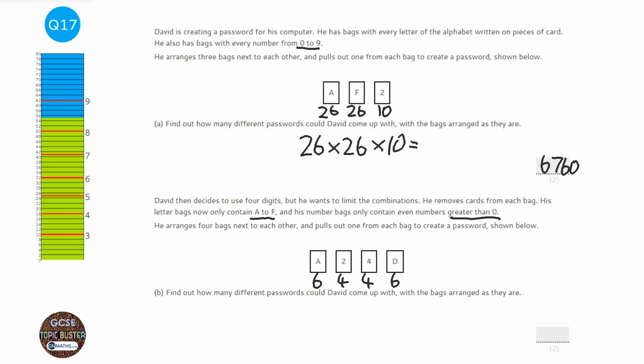And so find out how many different passwords, if they're arranged like this. So 6 times 4 times 4 times 6, which is 576. Now, that might seem confusing that there's an extra digit to the password and yet less combinations. But if you think about it, there's significantly less letters and less numbers. So that's why it's a much lower number than part A.